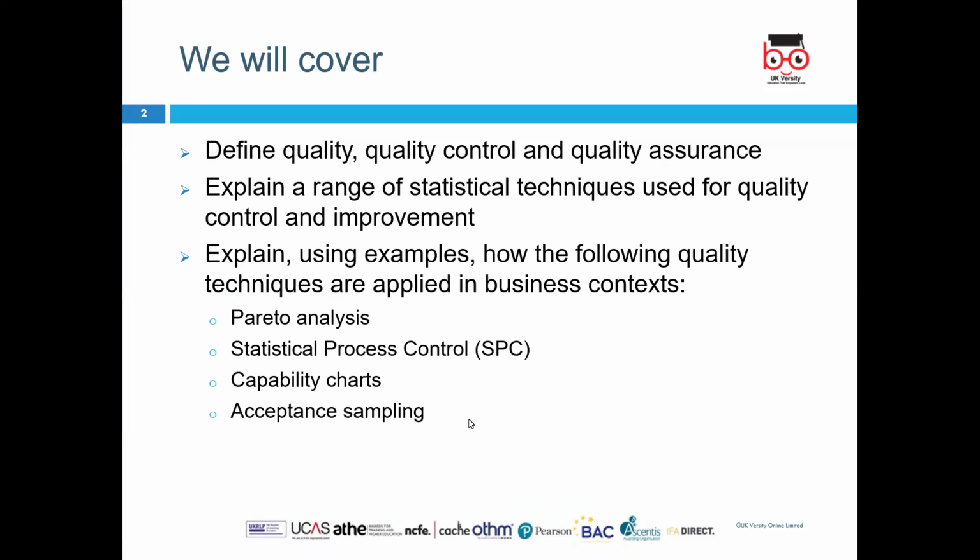And we will also look into a range of statistical techniques used for quality control and improvement. Then we will explain using examples how the following quality techniques are applied in business context. So this will relate to Pareto analysis, statistical process control, capability charts, and acceptance sampling. So these are the main topics that we will cover in today's session.